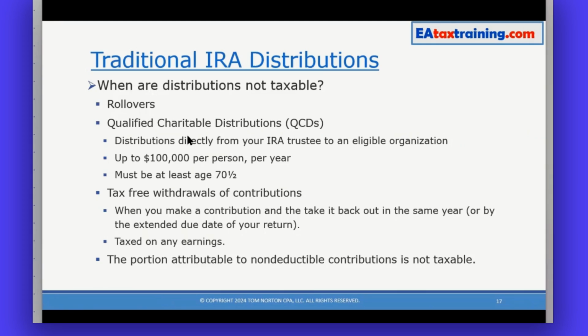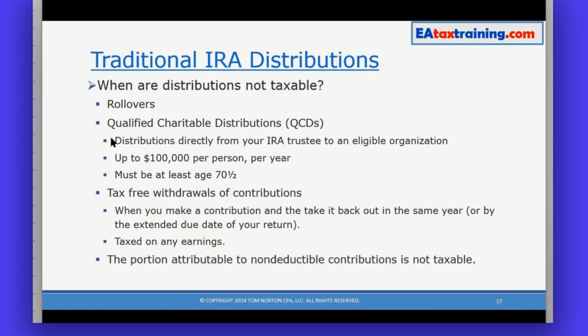However, when would they not be taxable? So that's what's on this slide. First of all, if you do a rollover and you follow all the rules, as we already discussed, not taxable. Secondly, is if you make a qualified charitable distribution, a QCD. So this is a distribution directly from your IRA trustee to an eligible charitable organization. If you do it this way, you do not have to pay tax on the distribution.